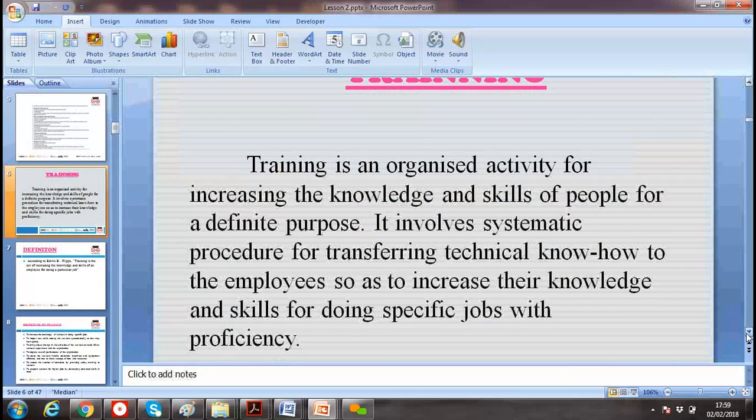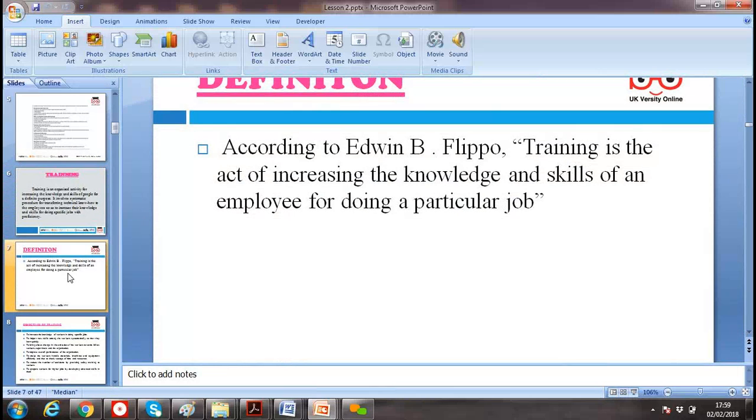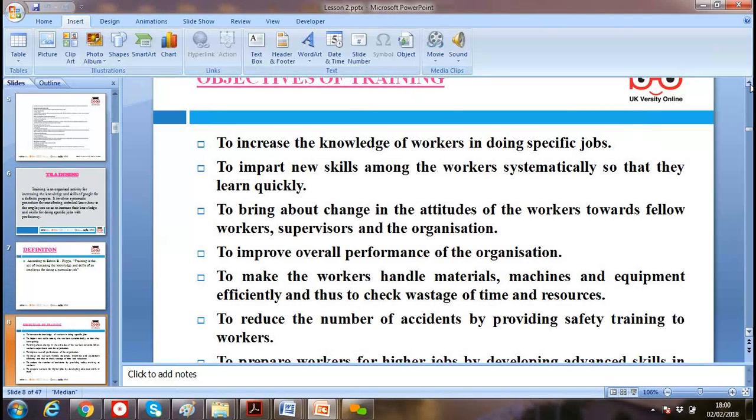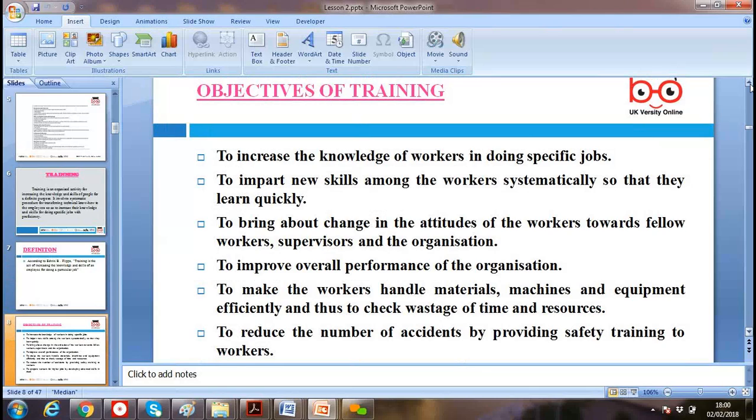Yeah. So training could be defined according to different authors. Training, according to Edwin, is the act of increasing the knowledge and skills of any employee for doing a particular job. Like, if you're working as a front desk employee, or in any other department, you need training in how to interact, at least customer service level 2 qualification, and how to tackle objections. You will need good information and training about your product and the refund policies and those sorts of things.